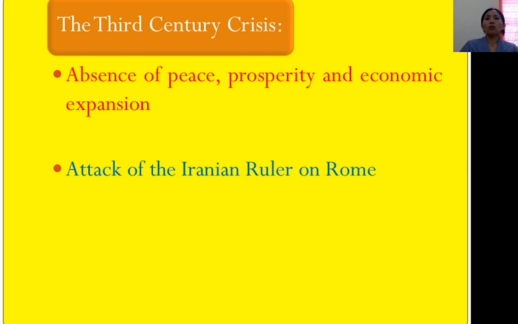And the second cause is based on the attack of Iranian ruler on Rome. So in Iran, a new and aggressive Sasanian dynasty, which was under the rule of Shapur I, attacked Rome and killed Roman armies of around 60,000 after capturing the eastern capital of Antioch. So there survived an evidence dealt with the attack of Shapur I in a famous rock inscription engraved in 3 languages.